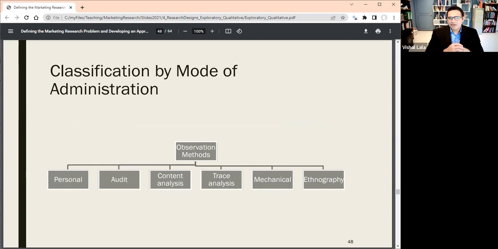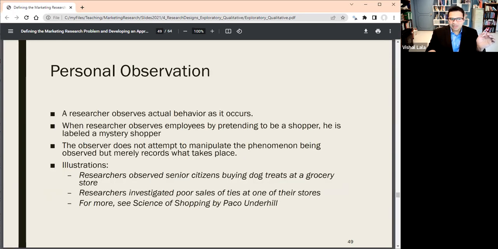Classification can also be examined by mode of administration: personal, audit, content, trace, mechanical, ethnography. So let's examine a few of these one by one. In personal observation, the researcher observes actual behavior as it occurs. Imagine a researcher observing employees by pretending to be a shopper, known as a mystery shopper.